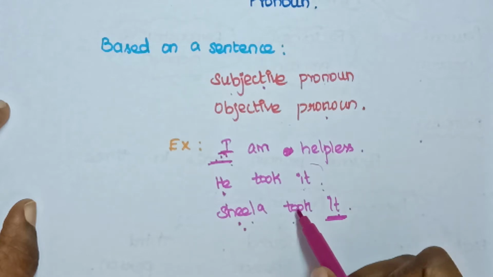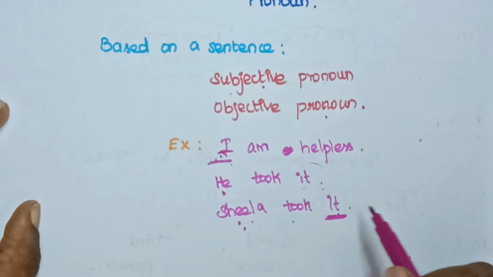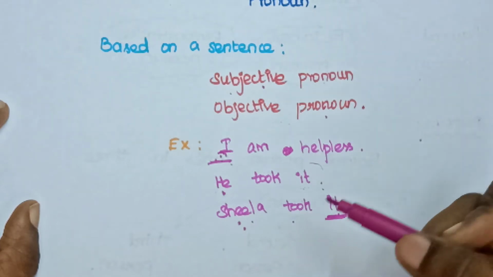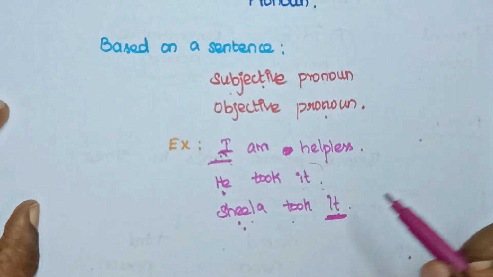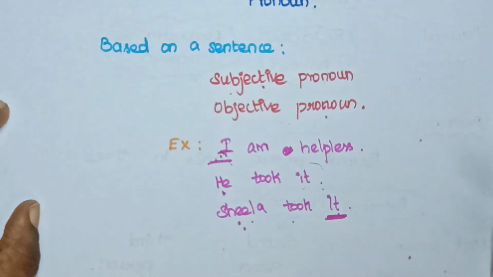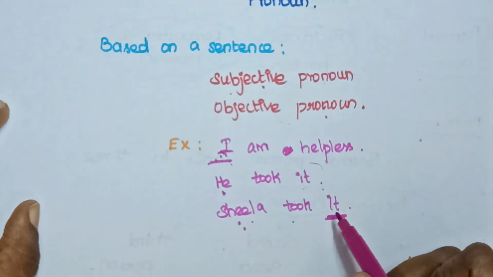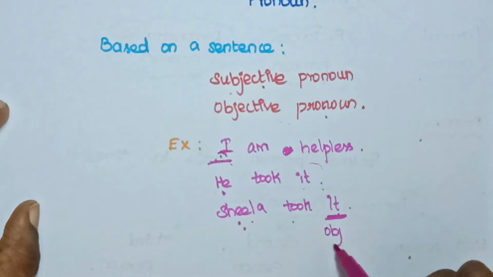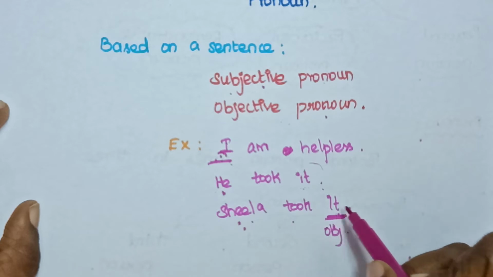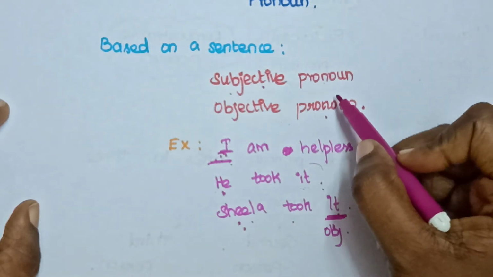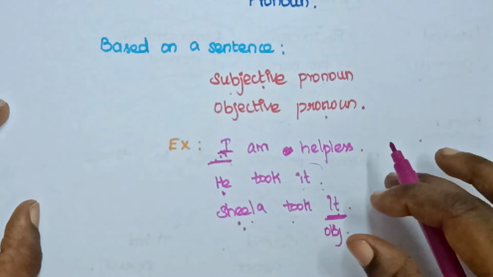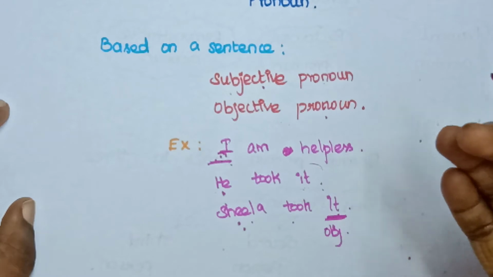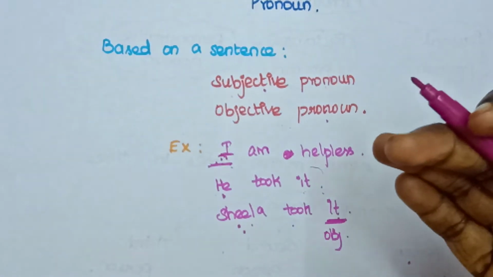Now if you take this example, Sheila took it. Here Sheila is the noun and she took something. She took a thing. That thing is expressed as it here. What did she take? A thing. So here it answers the question what. So here it is the object. So here the pronoun is used as an object, so it is called an objective pronoun. There are also many different kinds of pronouns and we'll see what they are in the upcoming minutes.